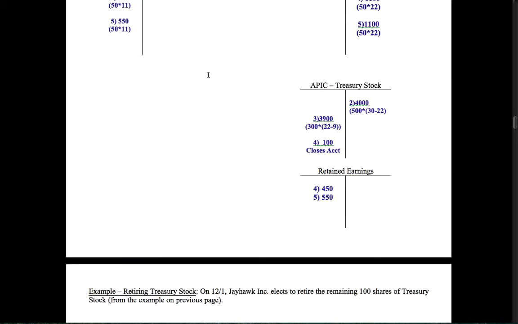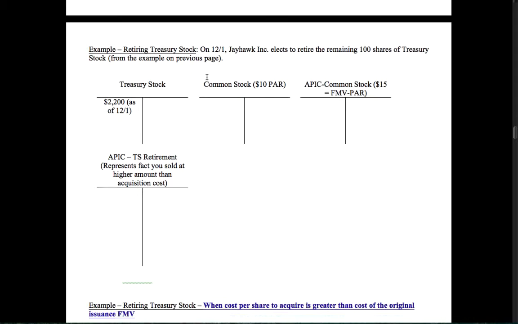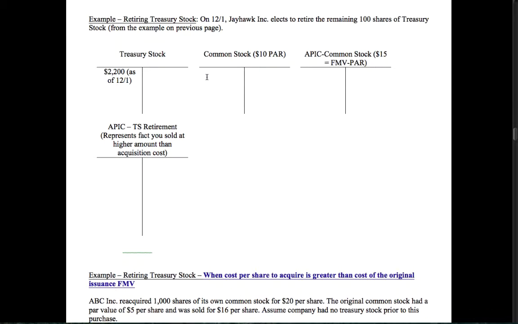So now let's move on to the retirement of treasury stock shares. As we discussed at the beginning of this lecture, treasury stock represents shares that are A, outstanding, B, have been reacquired by the firm, and C, have not been retired. Once these shares are retired, as we will go through in this example, you will remove the entire treasury stock balance associated with those shares, as well as remove the common stock, because once you retire the shares, you are no longer allowed to reissue those shares back to the public as common stock.